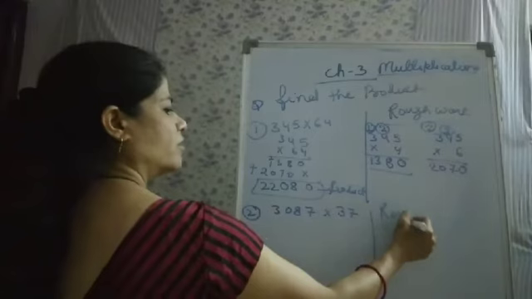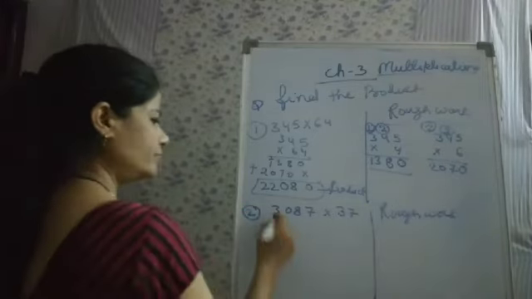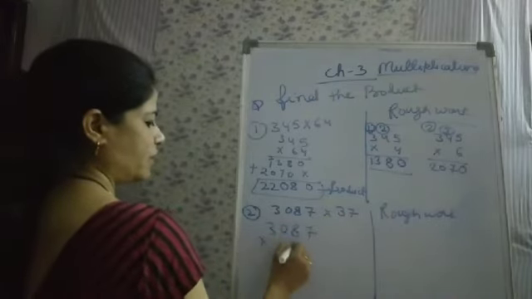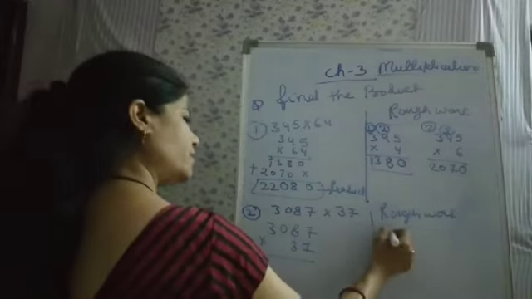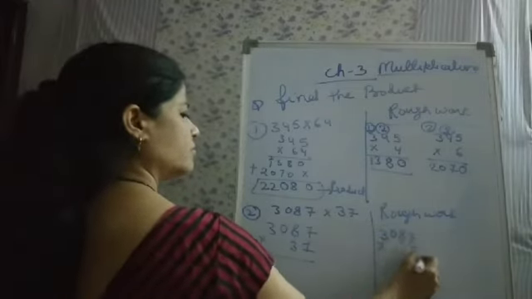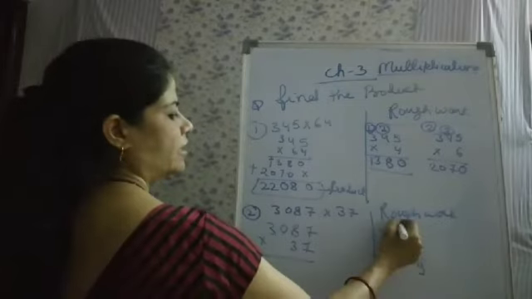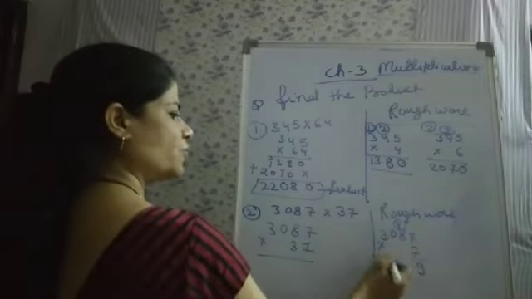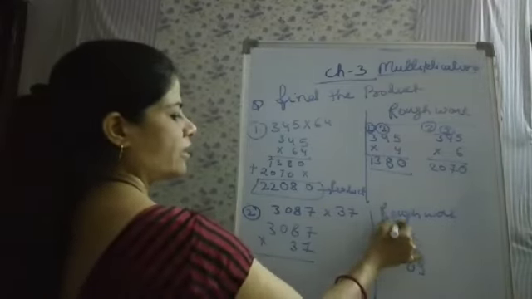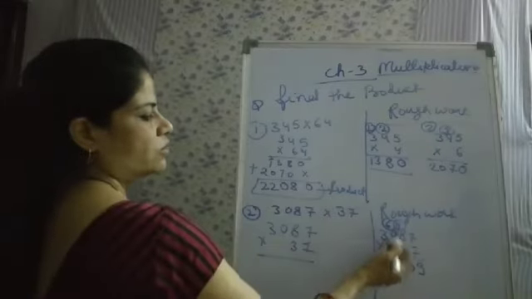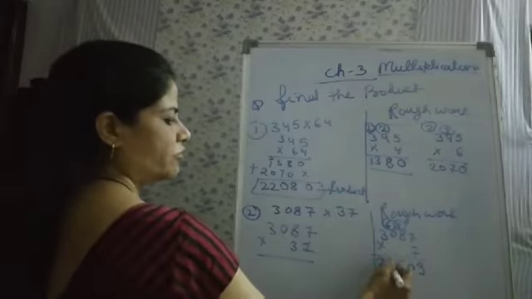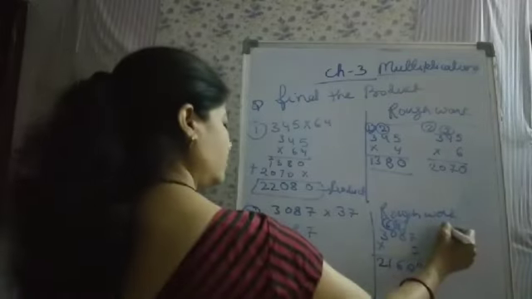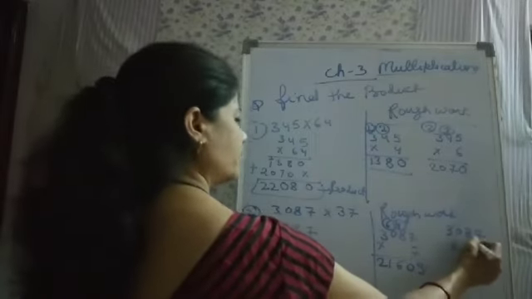Now you have to multiply 3087 by 37. So again draw a rough work. Then start multiplication. 3087 multiplied by 37. So first you will multiply 3087 by 7. 7 7s are 49. So write 9 in answer, carry over 4. 7 8s are 56. 56 plus 4 will be 60. So write 0 in answer, carry over 6. 7 zeros are 0. 0 plus 6 will be 6. 7 3s are 21. So write this number 21,609.